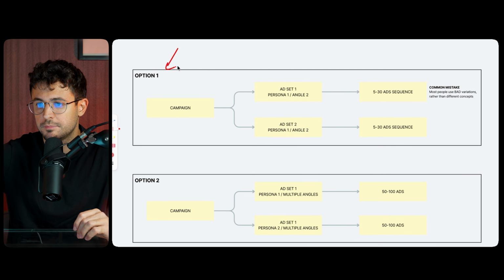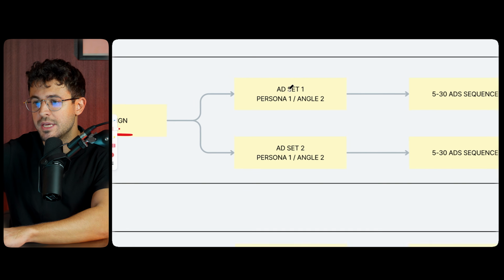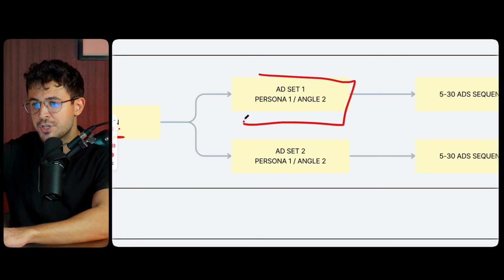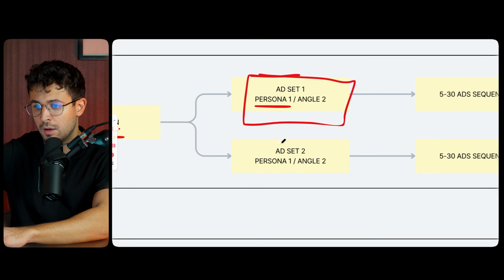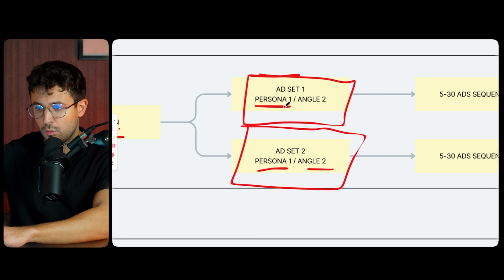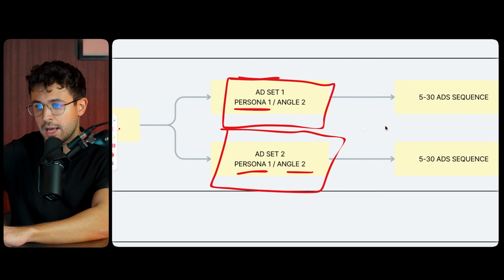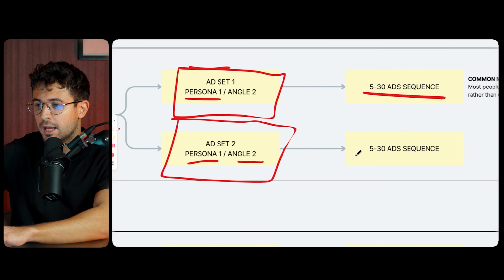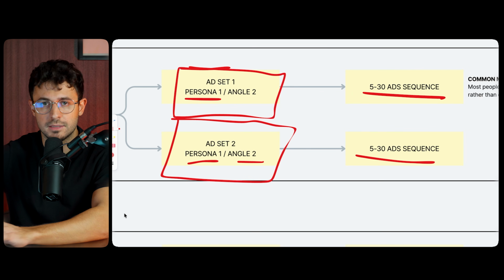Option number one is a campaign, and then under each campaign, you have ad set number one. Each ad set is organized by one persona and different angles for the same persona. So you have persona number one. You can have different ad sets focusing on the same persona, but with a different angle for the same persona. And then you want to put 5 to 30 ads inside, built at a sequencing level.